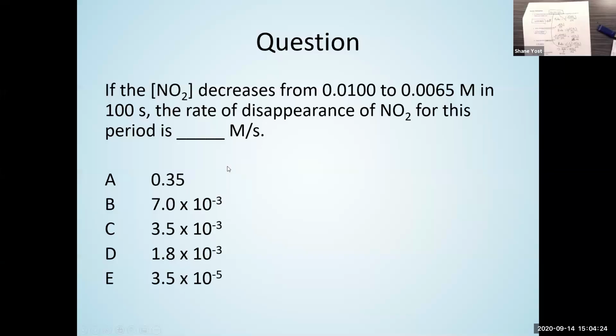So this question: if NO2 decreases from 0.01 to 0.0065 molar in 100 seconds, the rate of disappearance of NO2 for this period is what? A, B, C, D, or E?